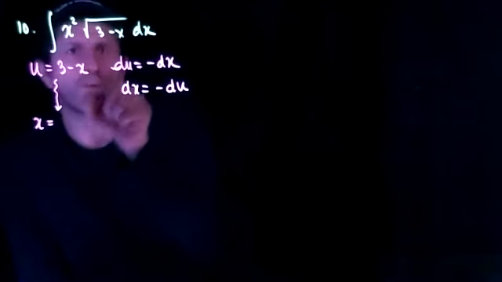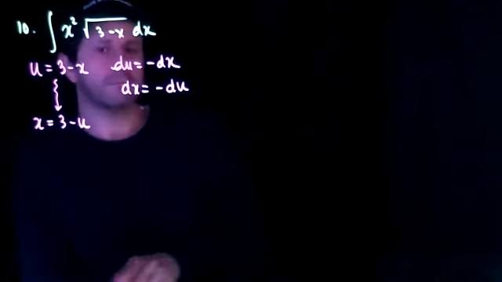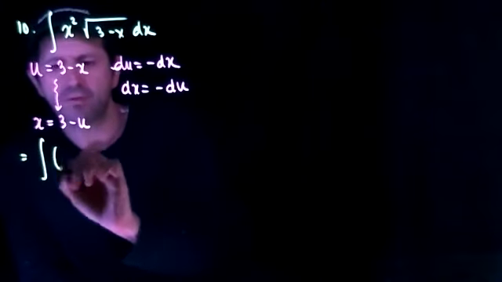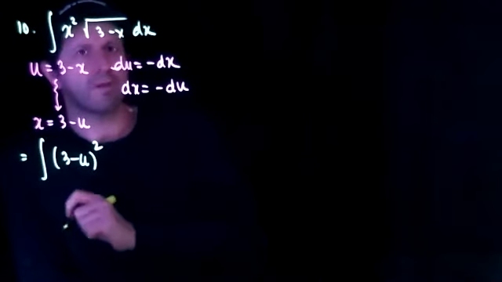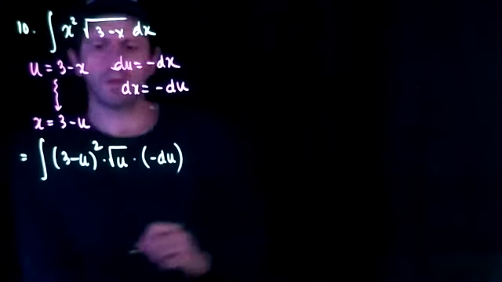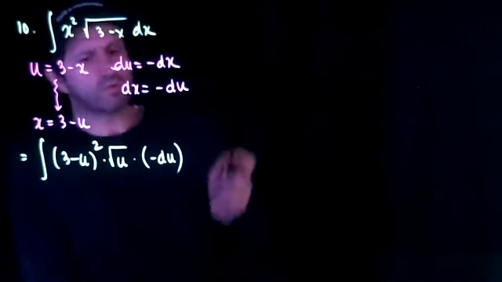So if u is 3 minus x, then x is 3 minus u. Okay, and so now I could express everything here in terms of u. So the x I will replace by 3 minus u. So this will be (3 minus u) squared, right, because it's x squared, times square root of u, times dx, which is negative du. There you go. Okay, so now I have an integral with just u's.